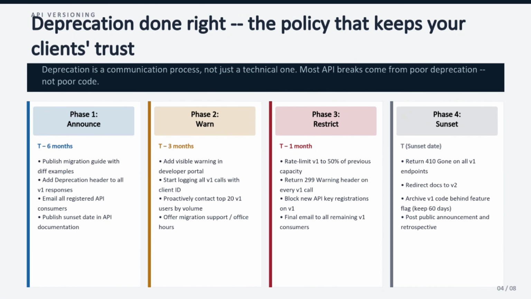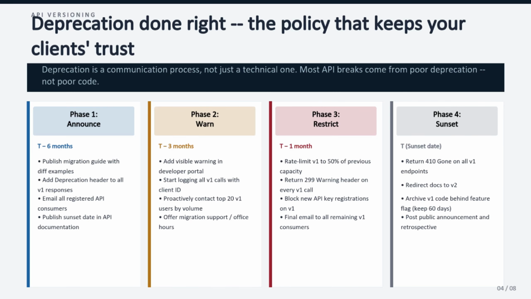Now we slowly start increasing pressure, maybe start rate limiting the old API version. Then add something called a 299 warning header to every response. This is basically a standard HTTP warning saying, hey, this API is deprecated and going away soon. Also, stop allowing new API key registrations on the old version. No new consumer should start using outdated APIs. And yes, send another final email reminder. At this point, you already know exactly who is still using the old API.